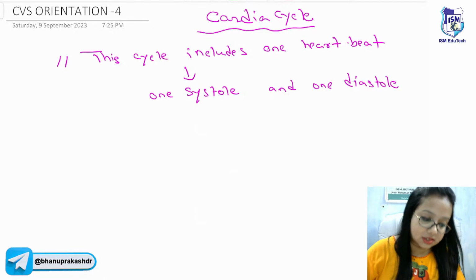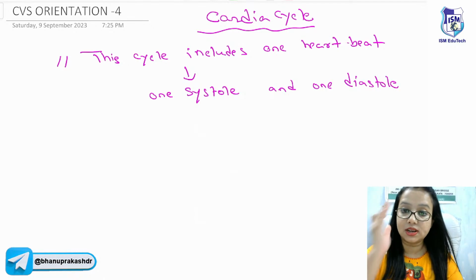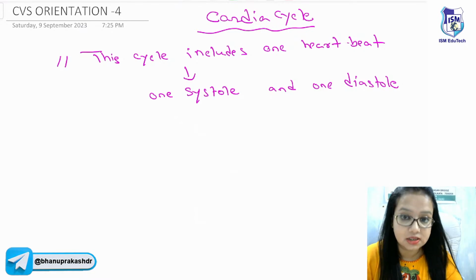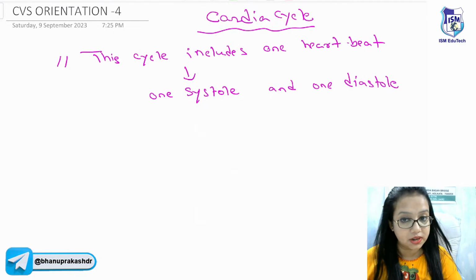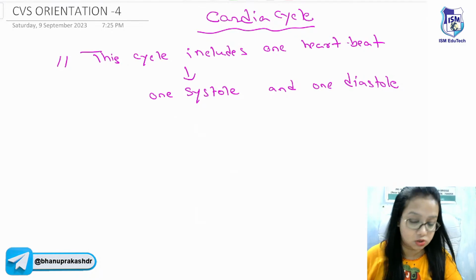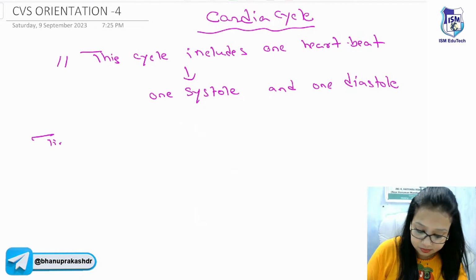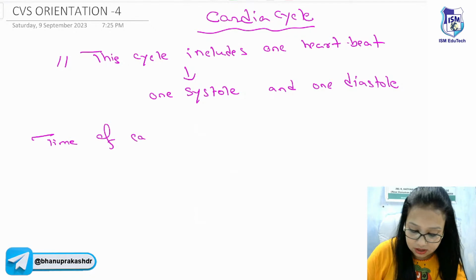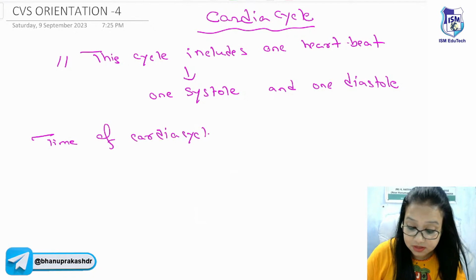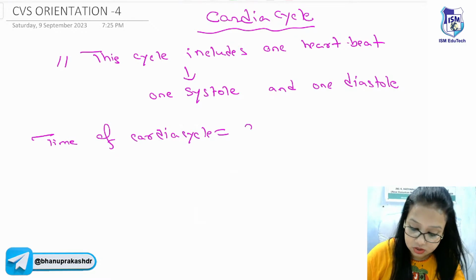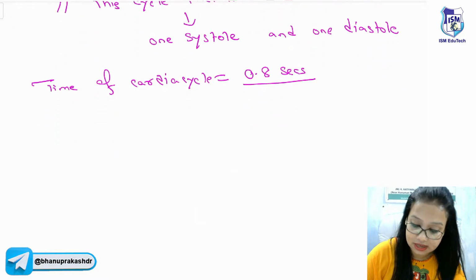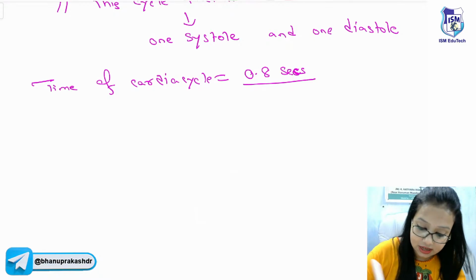So, in this cardiac cycle, we will understand the mechanical changes that happen when the heart is contracting, which is the systolic part, and when the heart is relaxing, which is the diastolic part. Now, the duration of a cardiac cycle, the time the heart takes to beat one time, is 0.8 second, not seconds, because it is less than 1 second.